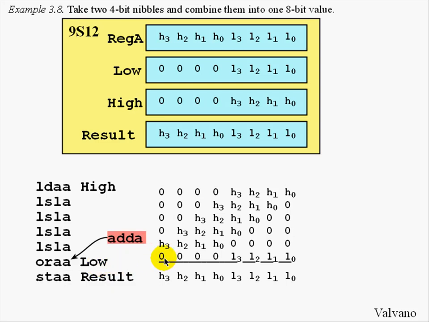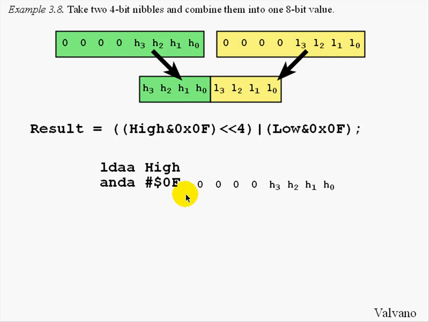Because there were zeros in the top 4 bits of the second part and zeros in the bottom 4 bits of the first part, we could have also used the add instruction to combine the two parts. One of the assumptions we made in solving this problem was the top 4 bits of the first part and the second part were initially 0. If this were not the case, we would have to make them 0.